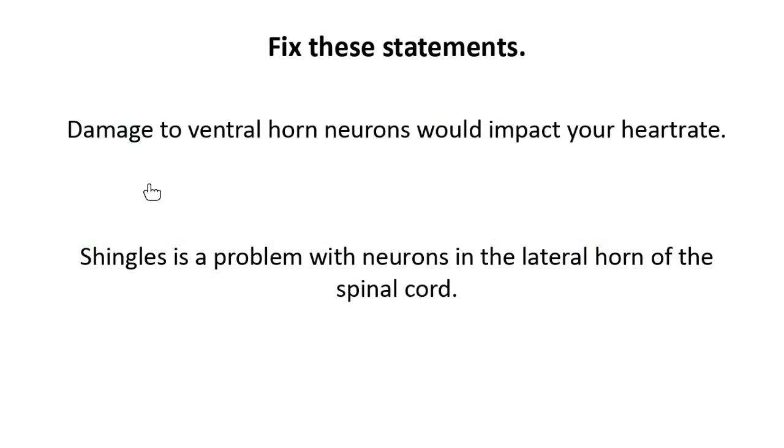Our first statement says that if we damage the ventral horn neurons, so my neurons that live in the ventral horn, that would impact our heart rate. Now, there are two potential things that we could fix in this statement. If I want to know who I'm going to damage to change my heart rate, how would I change this word here? It's not the ventral ones if my heart rate changes. Which ones would I blame if my heart rate had some issues?